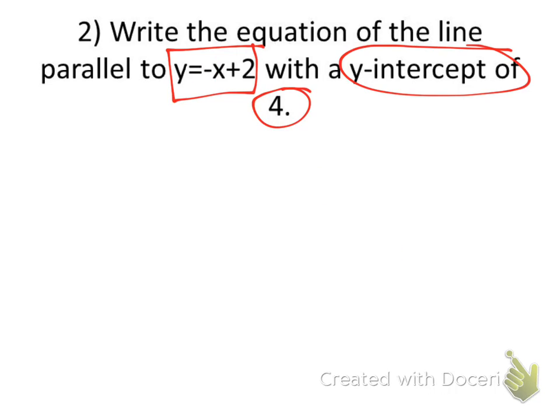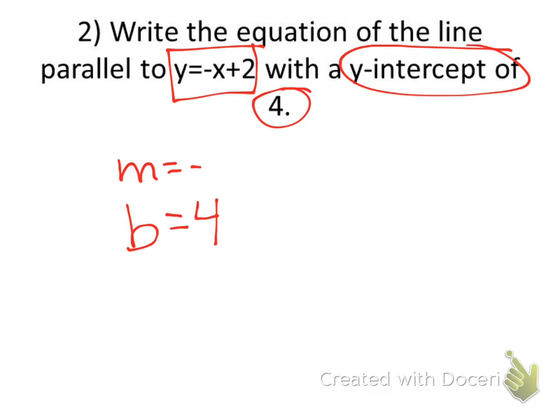Alright, so in this problem we want to write an equation of the line parallel to y equals negative x plus 2 with a y-intercept of 4. So the important information that I want you to have in your notes is that it's y equals negative x plus 2 and that the new b value is 4. So I need the old m and the new b. Well, b is 4. I can see that right from the directions. What is the m, though?